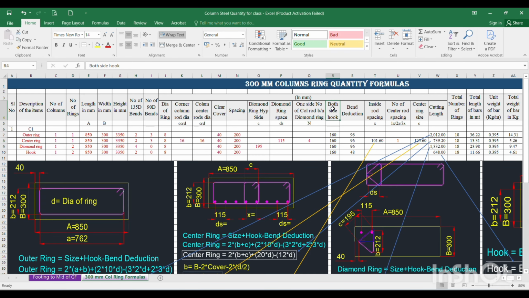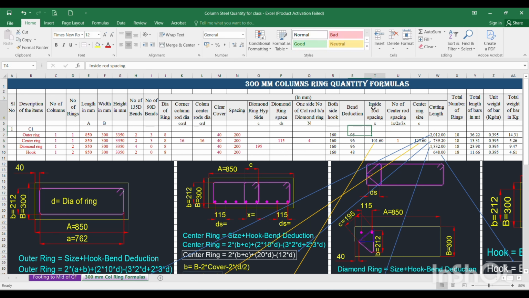Next, both side hooks: this hook is the same, 2 into 10d, 2 into 10d for all the rings, the hook will come. Then bend deduction is the same as usual. When a 135-degree bend comes, it will be 3 times the dia. When a 90-degree bend comes, this will be 2 times the dia. That formula is fitted over here. This is for the bend deduction.